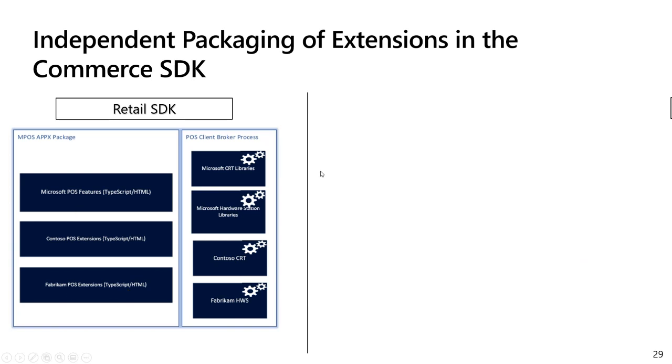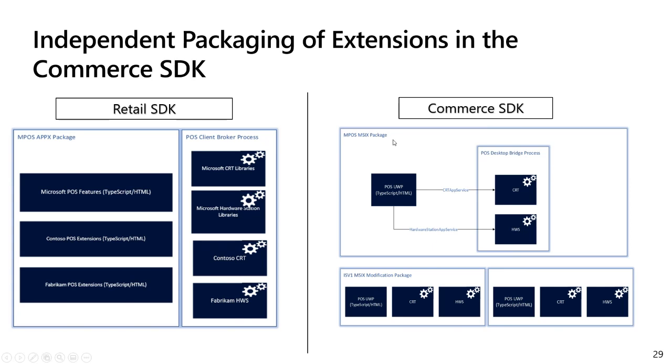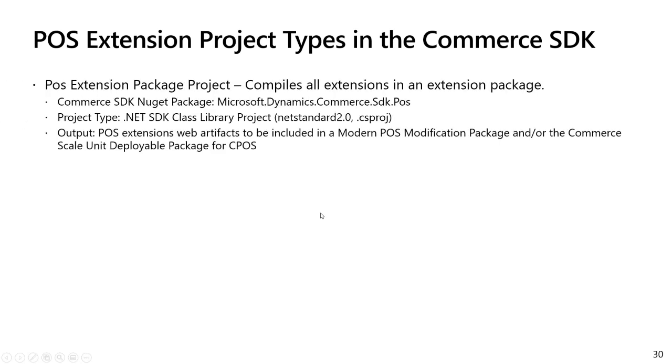With the Commerce SDK, we have the Microsoft package up here, and then separately we have packages for each ISV or each extension package. All of these boxes can be updated independently of one another. This packaging model is facilitated by three different project types in the Commerce SDK. I'll just quickly run through those.